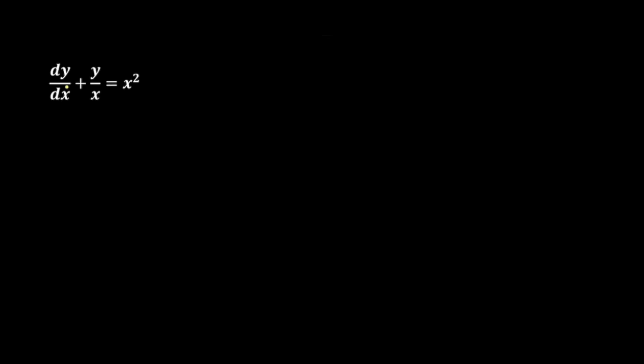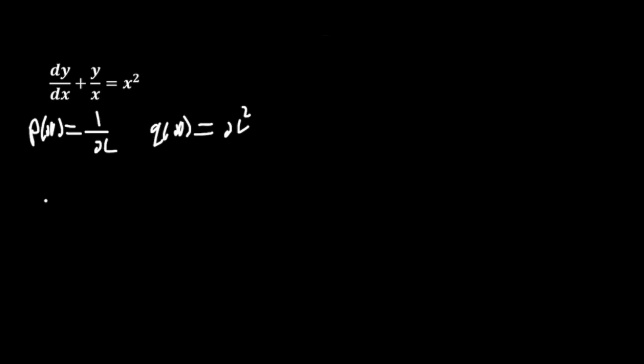Now moving on to the next example, we have our linear differential equation in this form: dy/dx plus y over x equals x squared. So the question has already arranged it in the form that we want. Here we're just simply going to say our p of x will be equal to 1 on x, and our q of x will simply be x squared.